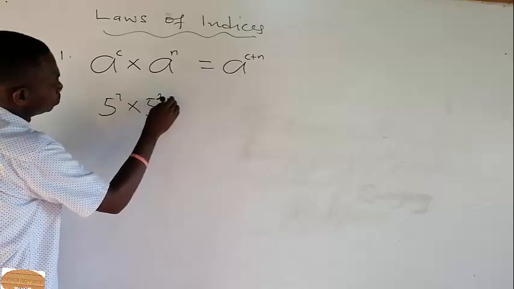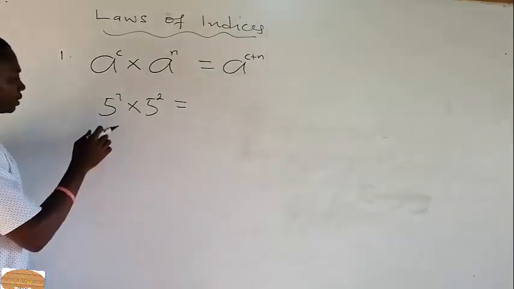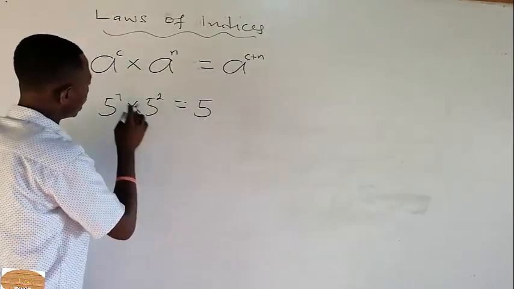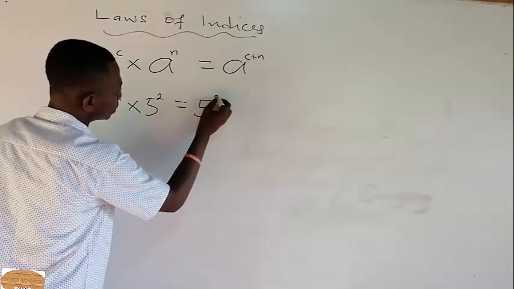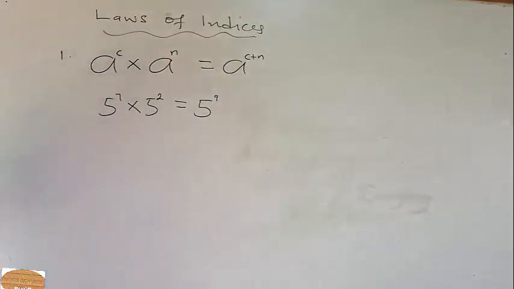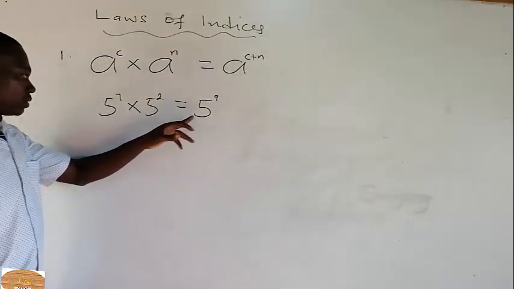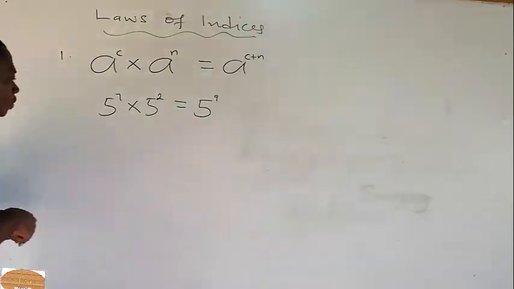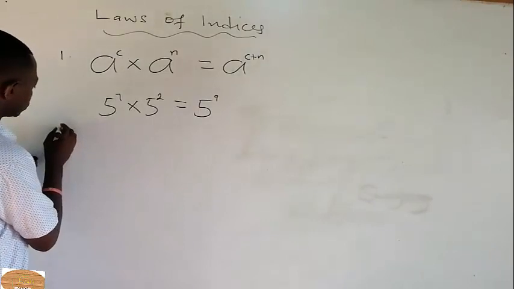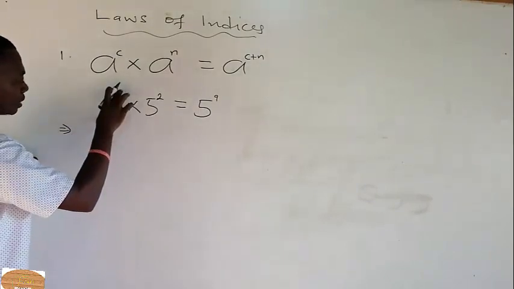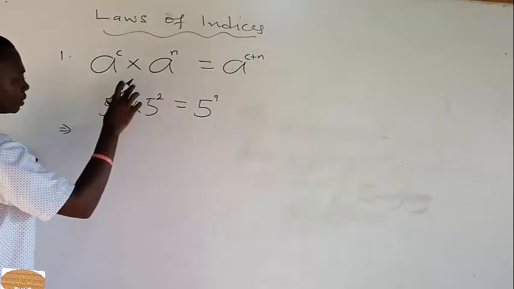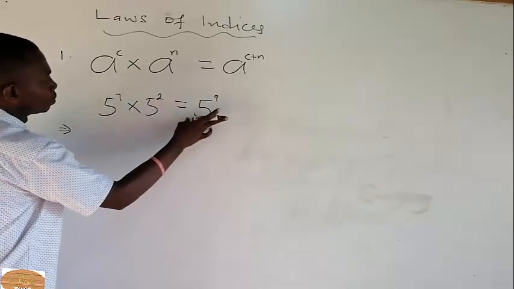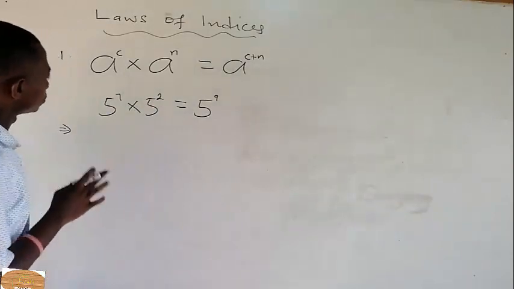In case we're given, let's say, 5 to the power 7 times 5 to the power 2, since I have 5 here and 5 there, I'll just pick one, then add the exponents, which is 7 plus 2, which is 9. This means that 5 will multiply itself 9 times. This is also the same as 5 multiplying itself 7 times, then 5 multiplying itself 2 times. If you combine, you get this one. So that's the first law.